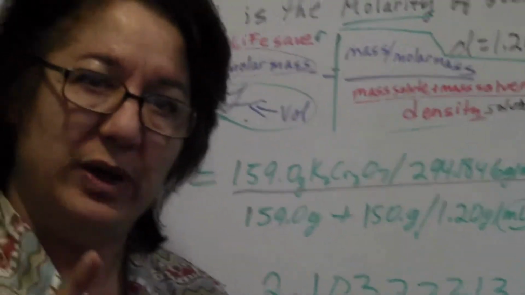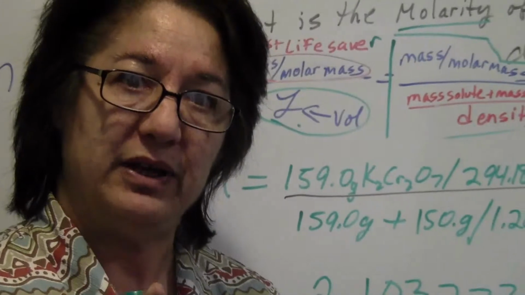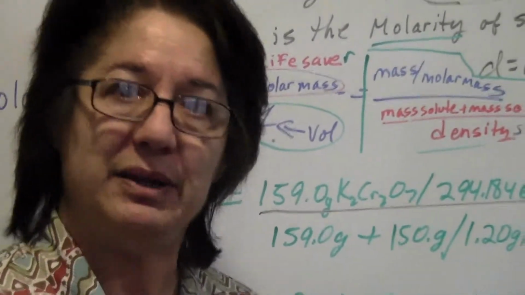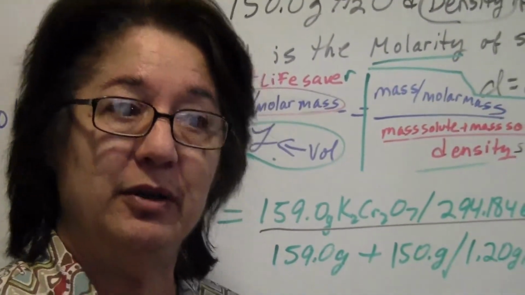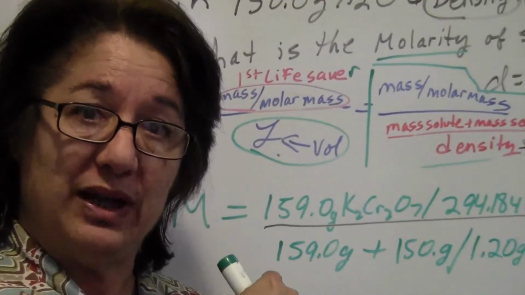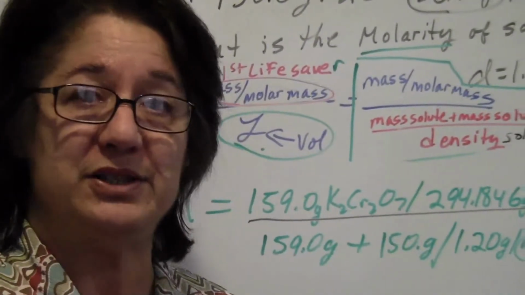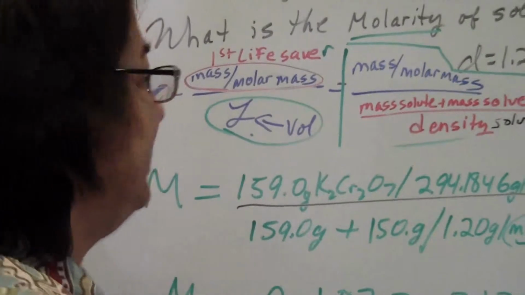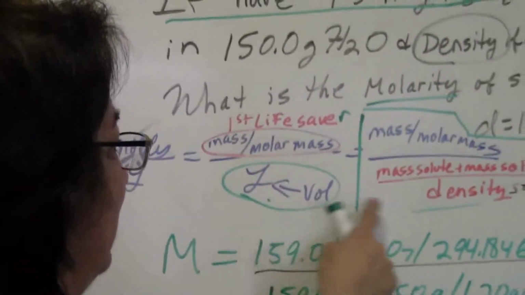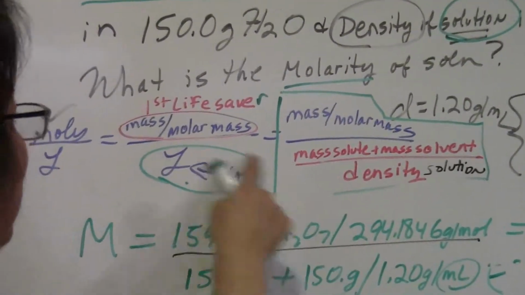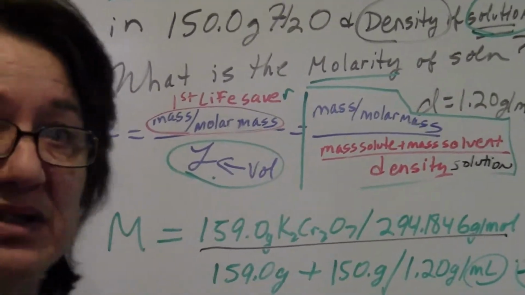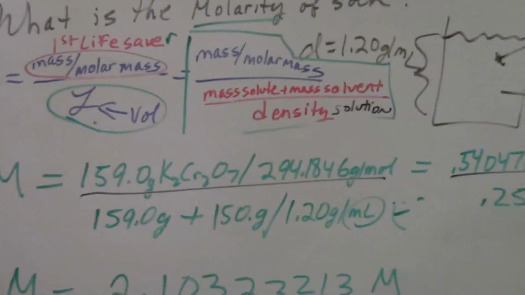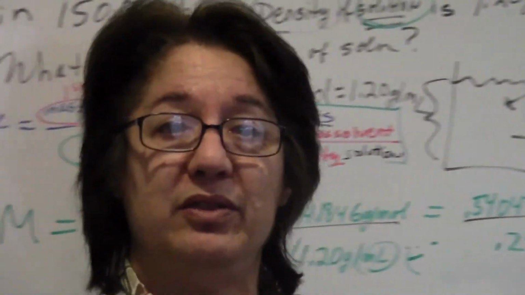If you can do and understand both of these molarity problems, there's not a molarity problem you can't solve. Because this one, especially with the two lifesavers, is the worst possible problem you could face. And if you know this, and you know your options for figuring out moles and liters, there's nothing you can't solve. So we're gonna stop the video here, and we're gonna pick up with molality.